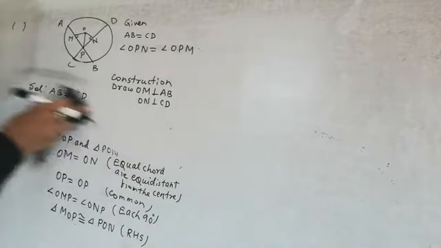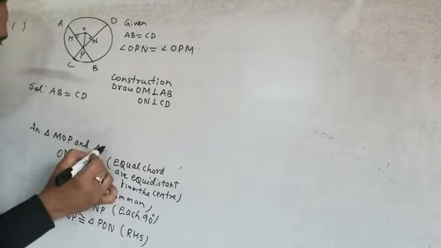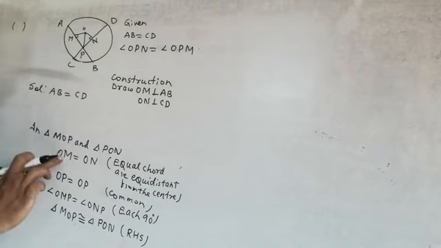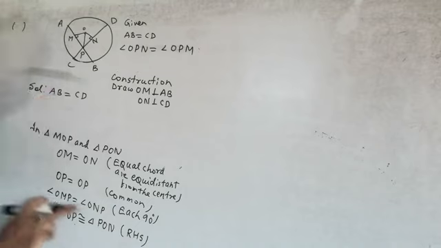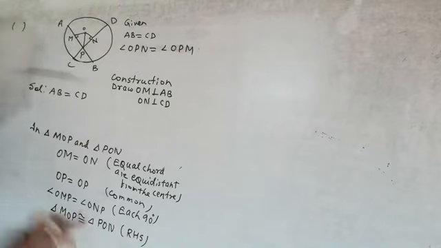Now, along with this, we take the triangles MOP and PON. OM is equal to ON, because equal chords are equidistant from the center. OP is common, and this angle is 90 degrees because of the construction. Then these two triangles become congruent by the RHS criteria.